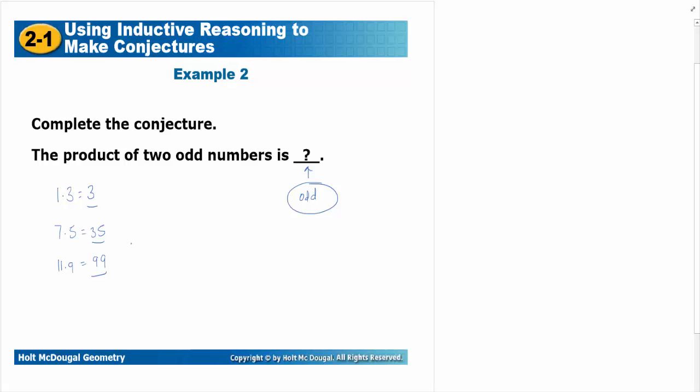Again, I haven't proven that. We don't know if that's true or not. All I really know at this point is that based off the pattern I have, I could assume that it's always going to be odd. Again, it's not proven, but it is true, by the way.